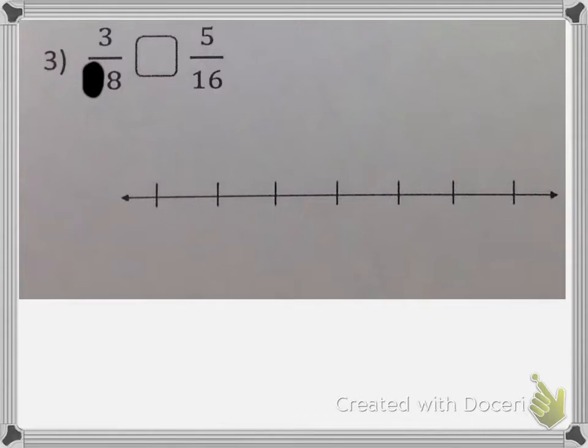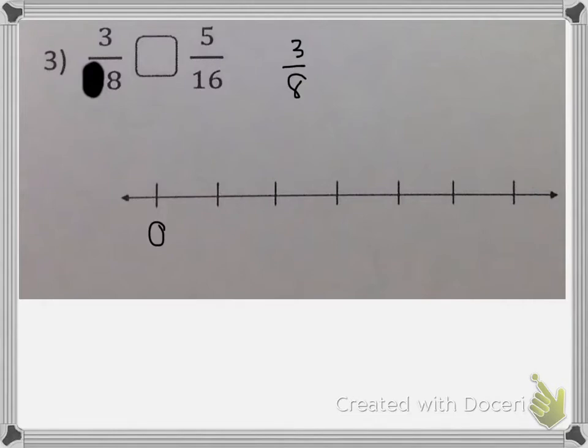I'm dealing with two positive fractions. So I'm going to put my 0 over here because all the numbers on my number line are going to be to the right of 0 because they will all be positive. I also noticed something about my numbers. I can get a common denominator with both of these fractions, which will make them easier to compare.